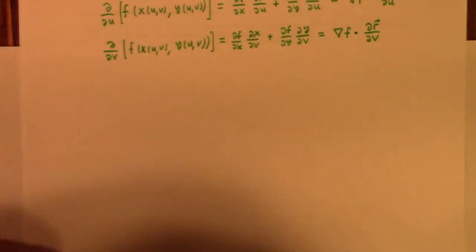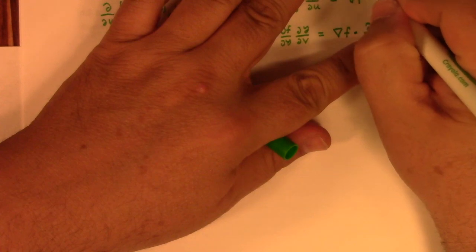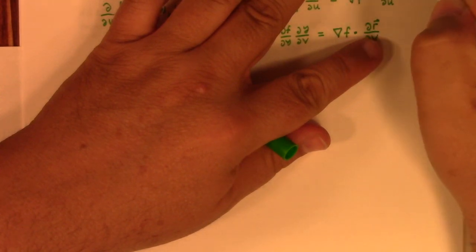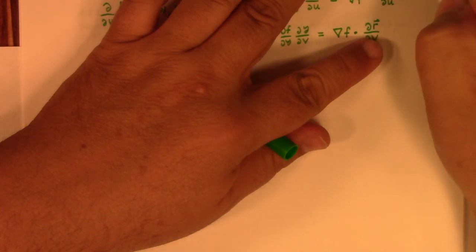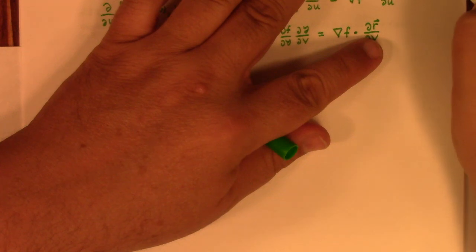So here, this is an abusive notation, but continuing in that abusive notation, you can think of r equals r of u and v, which is x of uv, y of uv.